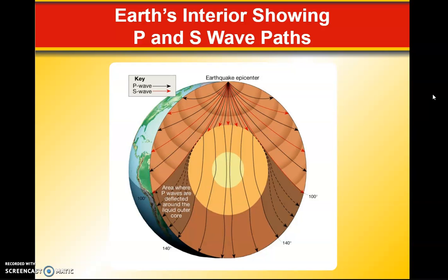Here we see another picture of the earthquake epicenter and those P and S waves traveling. You can see how they travel through solid, but as soon as they hit that liquid, they change path. Think of if you've ever put a pencil in a glass of water, how that looks, that refraction. Light travels in waves. So if this was light and it was traveling through a solid and hit liquid, it would change. Just like when we look at the pencil in the glass of water, the light travels through air and then hits the liquid and it refracts differently.